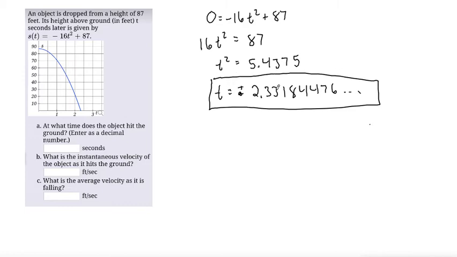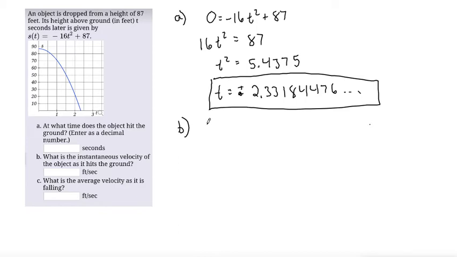If you need more decimal places, check out what you get in your calculator, because it doesn't say how to round it. Part B, so this was part A. Part B says, what is the instantaneous velocity of the object as it hits the ground? We're looking for that in feet per second.